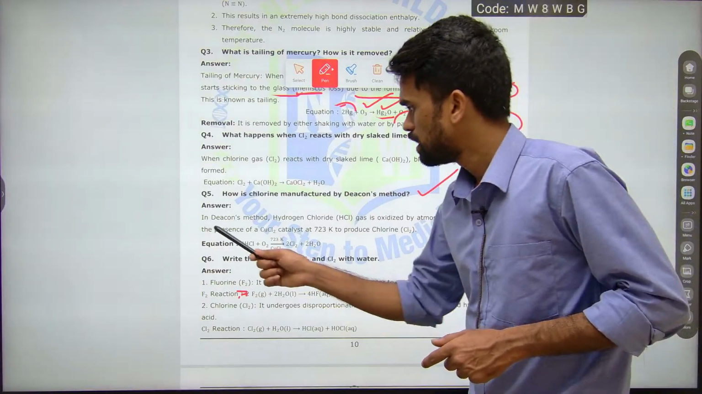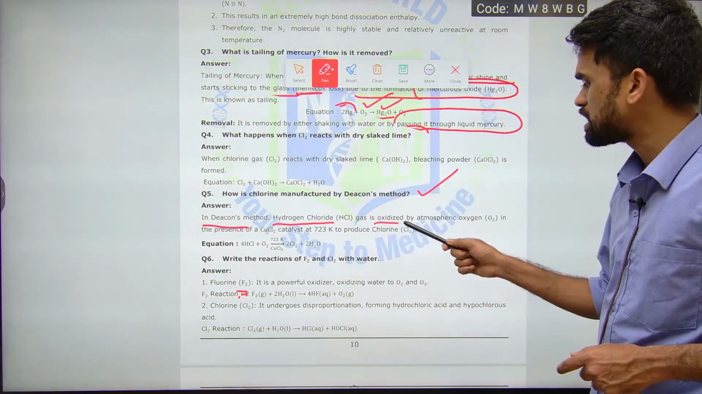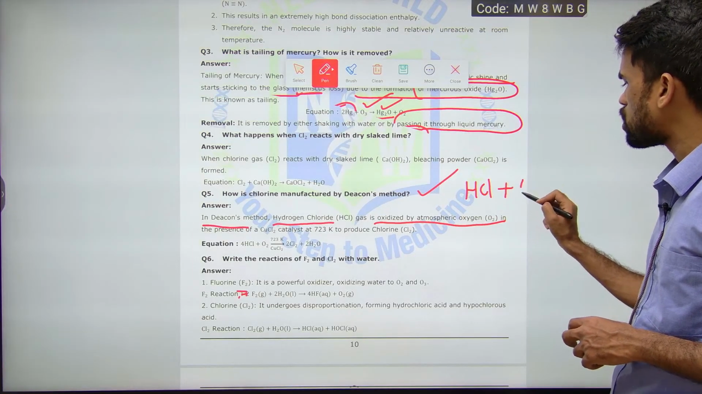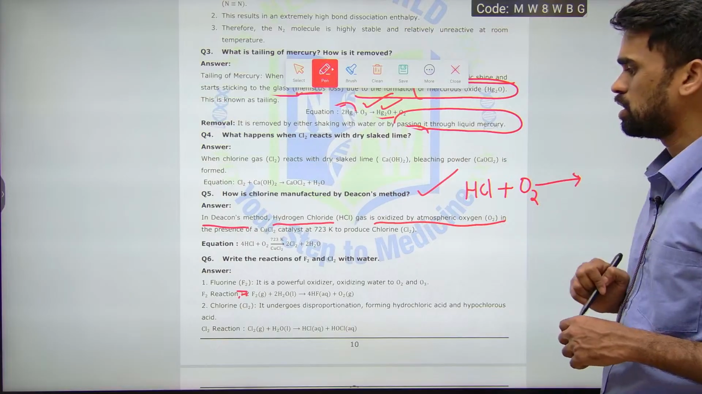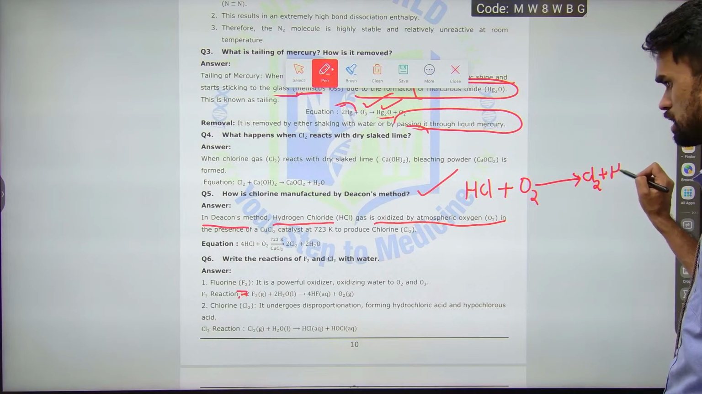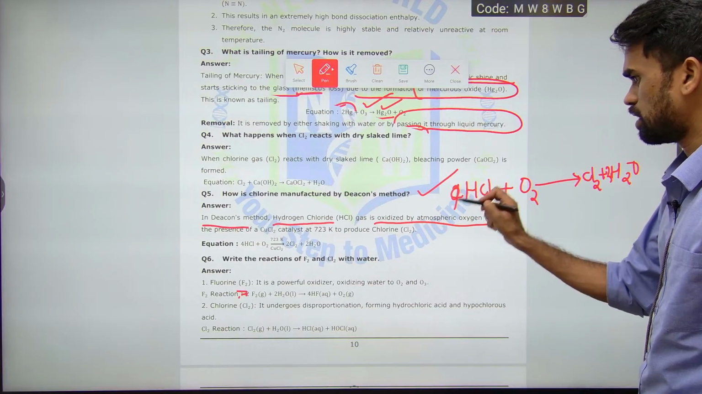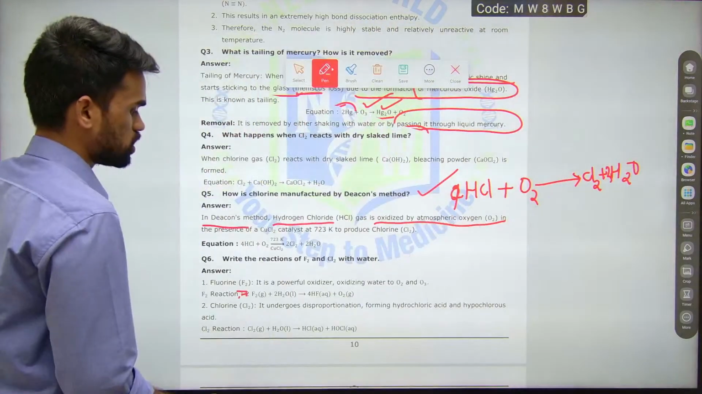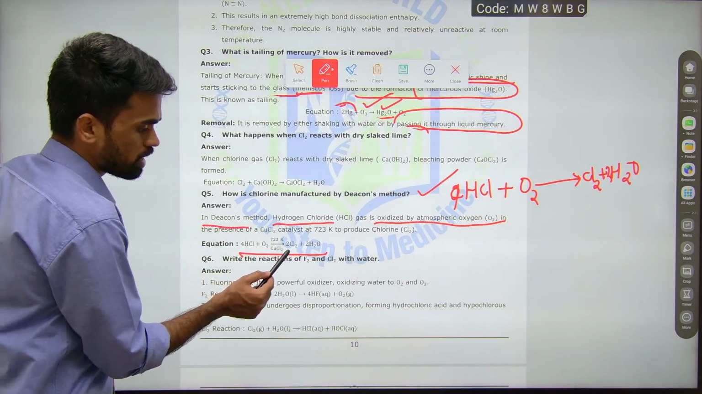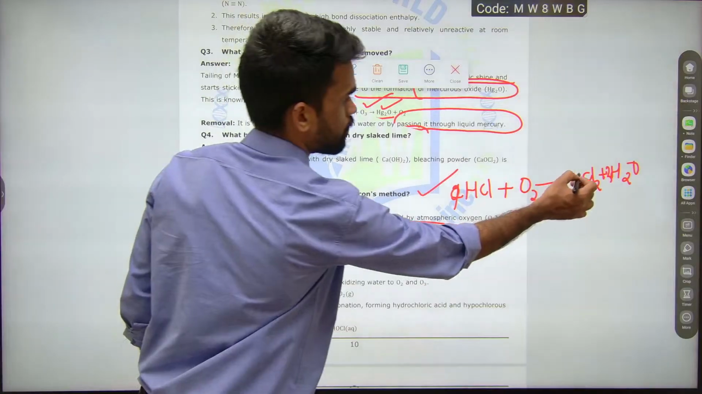In the Deacon method, hydrogen chloride, that is HCl gas, is oxidized by atmospheric air. How will it be converting? It will give you chlorine gas plus H2O. So here I have mentioned exactly what we are required to mention: 4HCl plus O2 gives 2Cl2 and 2H2O. That's it. This is what you need to mention.